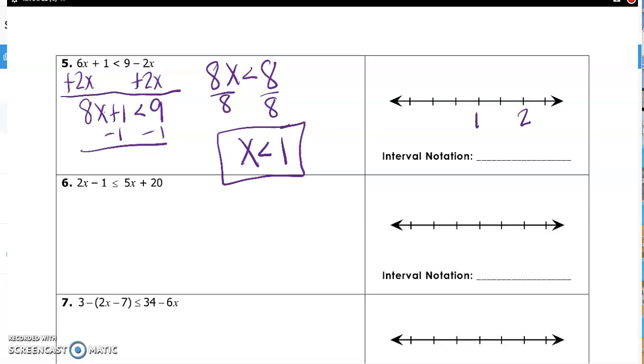Graph it. We put 1 in the middle, 2 on this side, 3 on this side. Whoa, not 3. How about 0? We would have an open circle at 1 and then shade to the left. So our interval notation, again, since we're going left, that means we start at negative infinity, which is a parenthesis, comma, 1, also a parenthesis because we are not including the 1 because it's an open circle. Again, you should be able to actually go right from your answer to your interval notation as well instead of just using the graph.